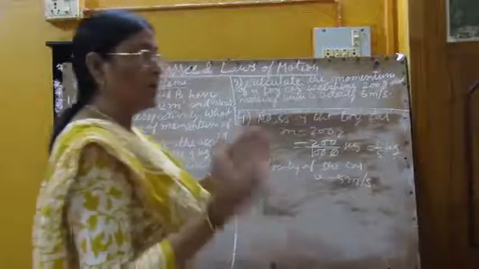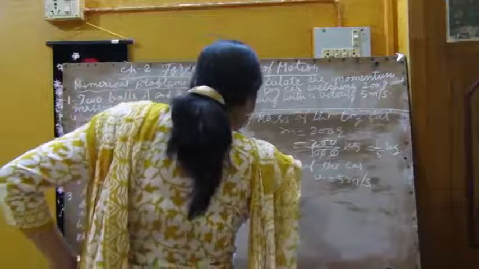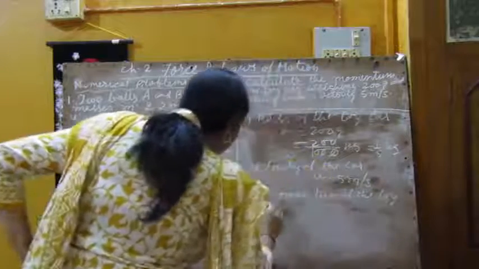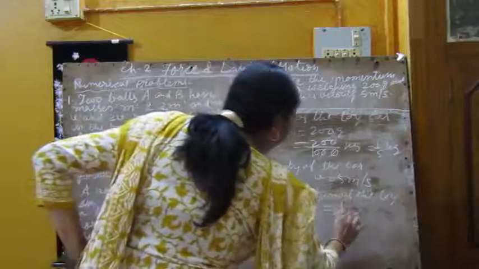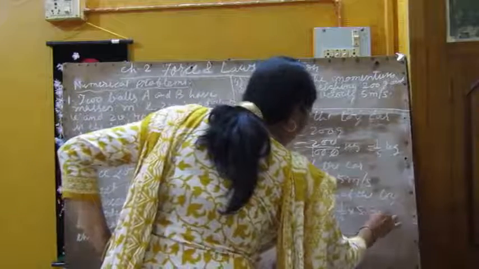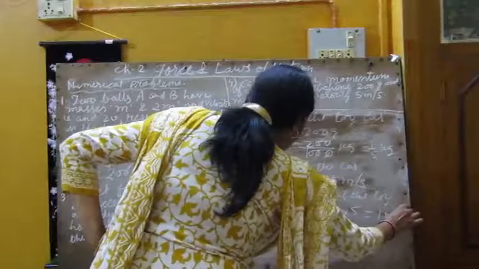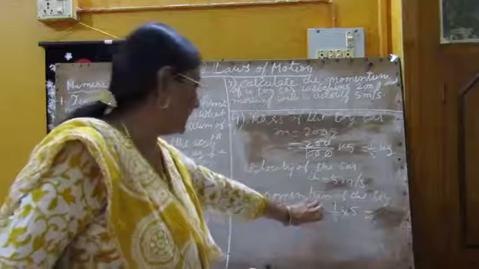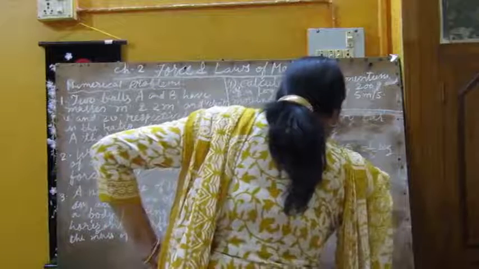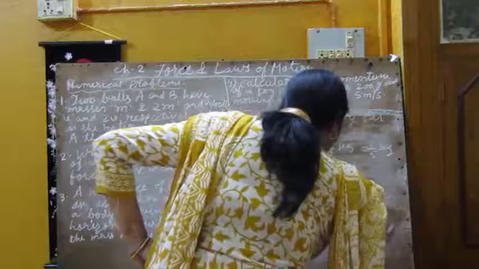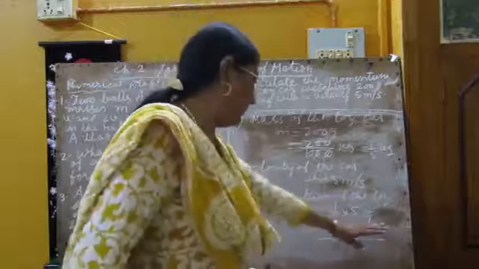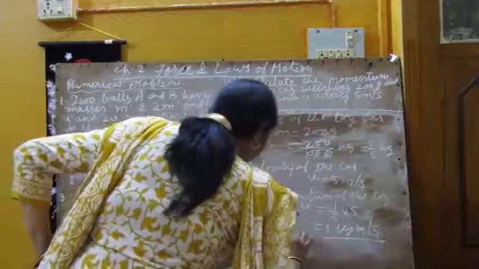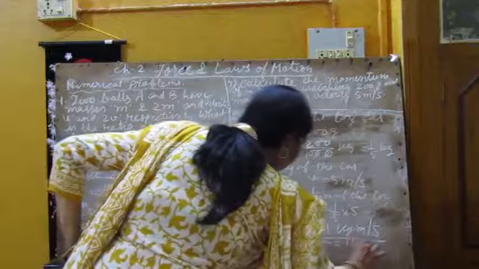We know what momentum is, the product of mass and velocity. Therefore, momentum of the toy car equals to m into v. m is how much I put? 1/5, and v equals to 5. 5 into 1/5, then 1 meter per second. See, this mass unit is kg and velocity is meter per second. So what will be the answer? Equals to 1 kg meter per second. This is the unit of momentum, because the unit of mass is kg and velocity is meter per second. So for the answer you write, momentum equals to 1 kg meter per second.